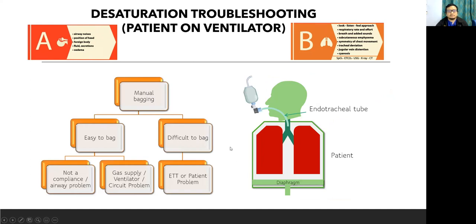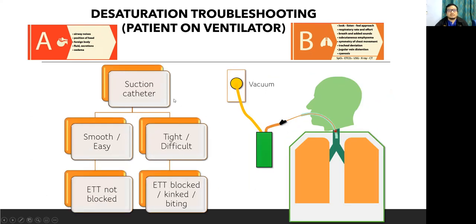Okay, so like I said, manual bagging, difficult to bag, ETT or patient problem. So we go to the difficult to bag, ETT or patient problem first. When you encounter this problem, the first thing you have to do is insert a suction catheter. You have to use the biggest bore, the largest suction catheter, and pass it through the ETT. If it's smooth and easy, the ETT is not blocked. If it's tight and difficult to insert, that means the ETT is blocked or the patient is biting the tube.